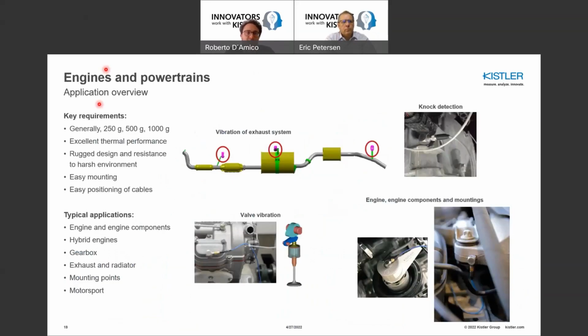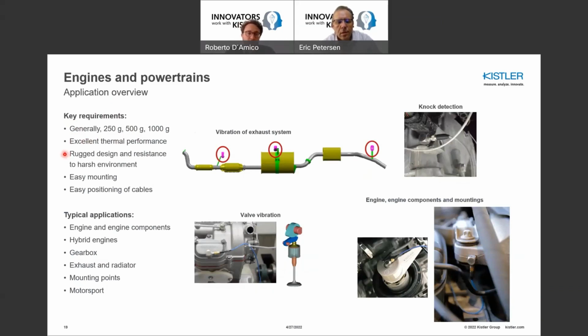The first application I'm going to deal with is the engine and powertrains. Here, what is important in terms of G ranges is to be around 250, 500, 1000 G. These are very common G ranges for this type of application. Probably 500 is really the most common for engine applications. What is key is the thermal performance. Thermal performance is something on which a powertrain NVH engineer cannot compromise, for obvious reasons. So thermal stability and a wide operating temperature range are important.